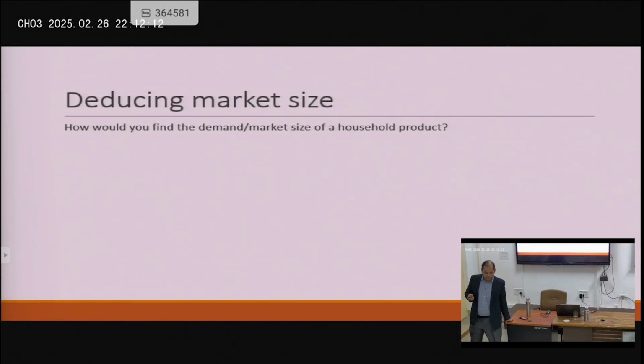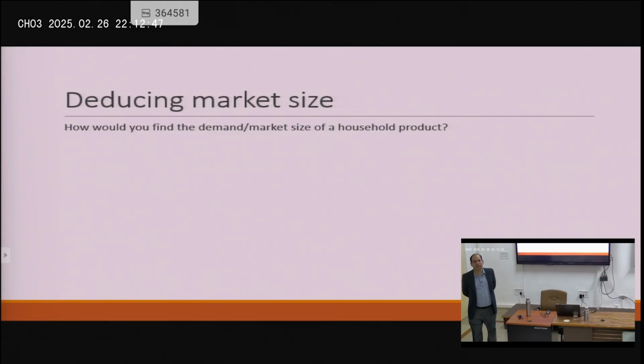So first things first, a very, very simplistic way of looking at things. How would you find the demand or market size of a simple household product in a given city? So based on the population. Based on the particular population. Like the city where the population is more, we will have a greater market size. Right.